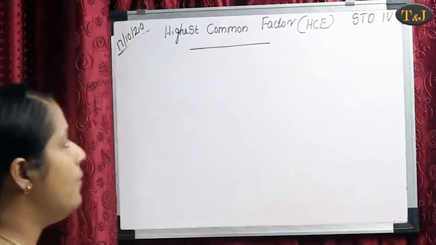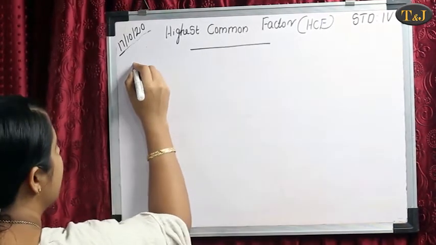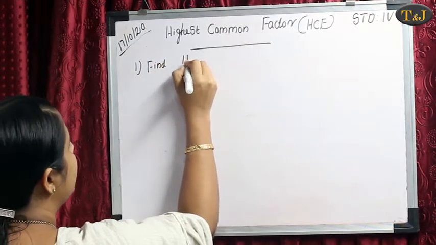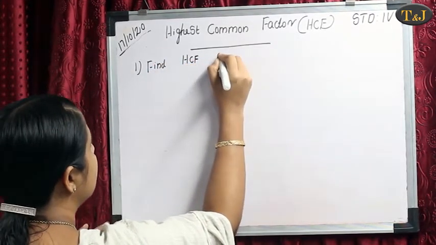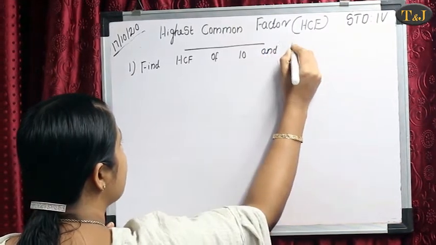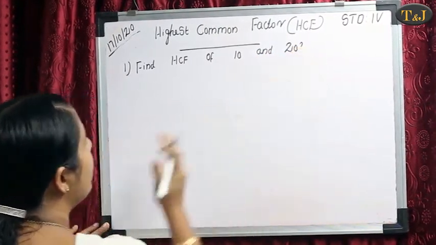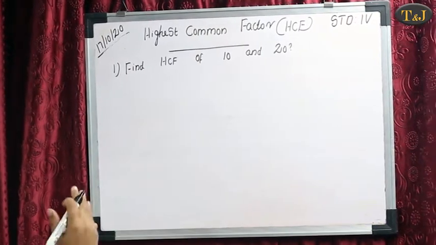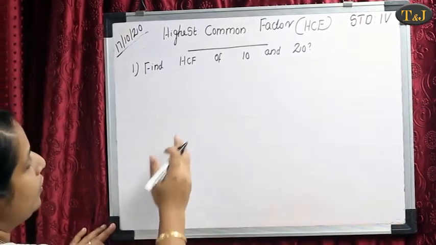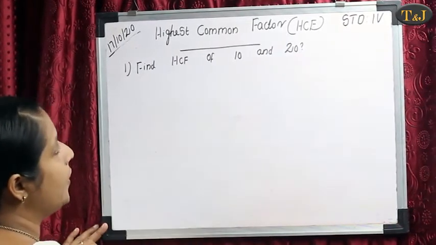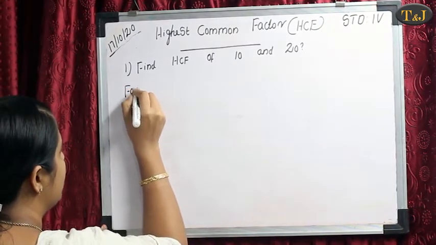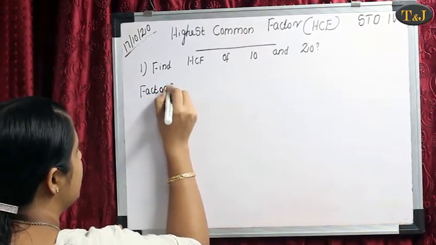Our first example: find the HCF of the numbers 10 and 20. How can we find the HCF of these numbers? First we find the factors, then the common factors, and at last the highest common factor. So first we find the factors of the numbers 10 and 20.